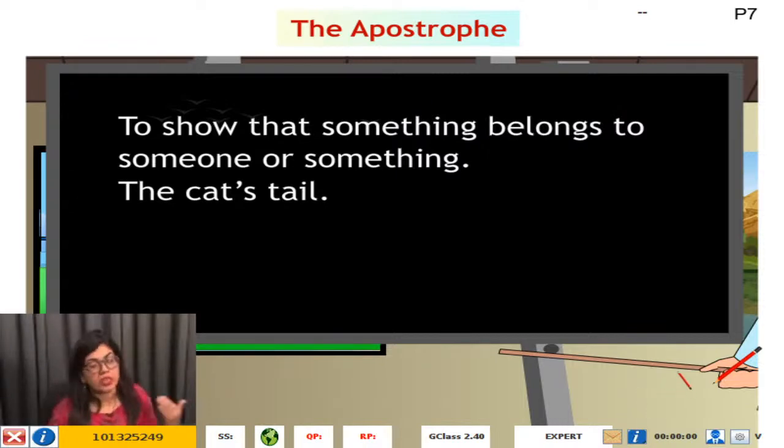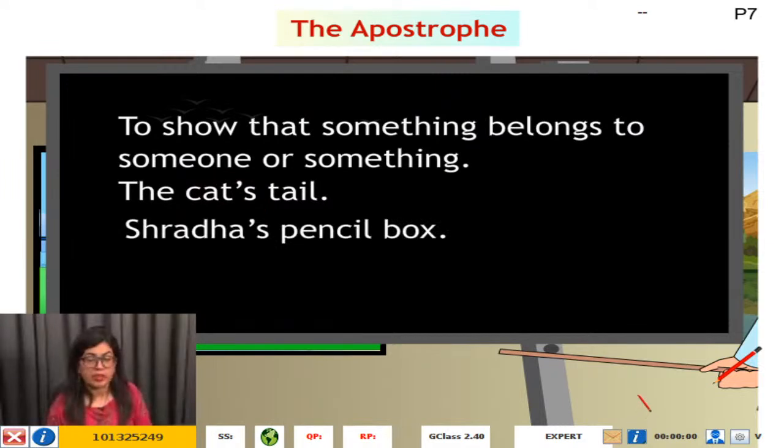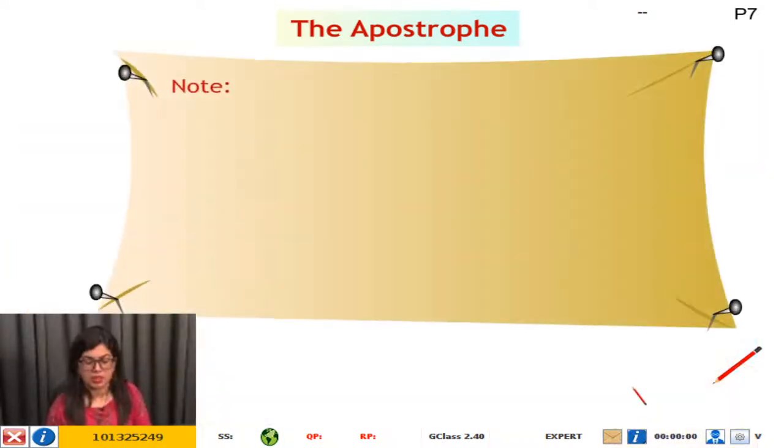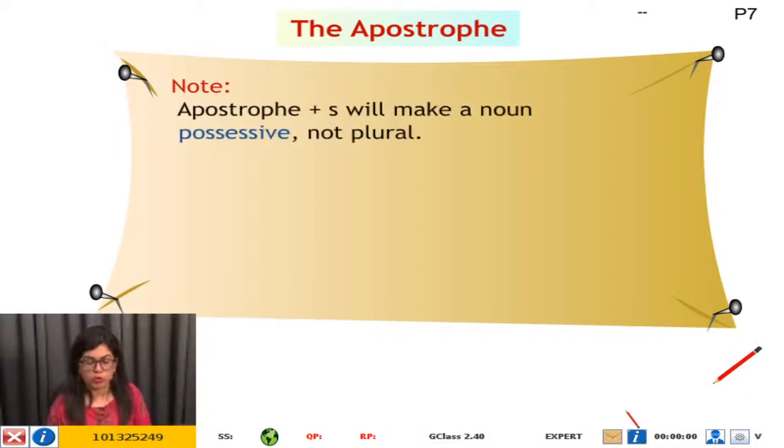So when we are talking about something that belongs to someone, for that name or that person also, we have to use an apostrophe, as in cat's. Shraddha's pencil box. So whose pencil box? Yes, Shraddha's pencil box. So here there is a note for you all. Apostrophe plus s will make a noun possessive.